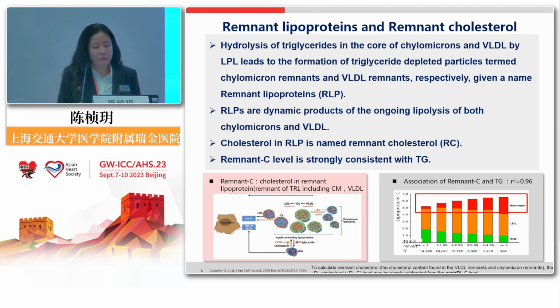Another term is RC, the remnant cholesterol. Cholesterol in RLP is called remnant cholesterol, RC. RC level is strongly correlated with TG, with a correlation coefficient of about 0.96, which is closely associated. We can calculate remnant cholesterol as non-HDLC minus LDLC.